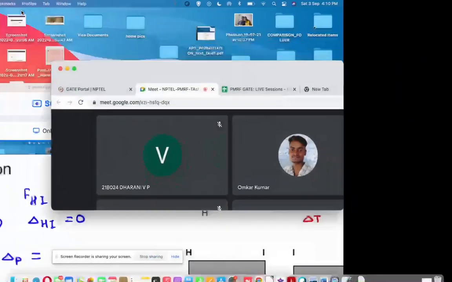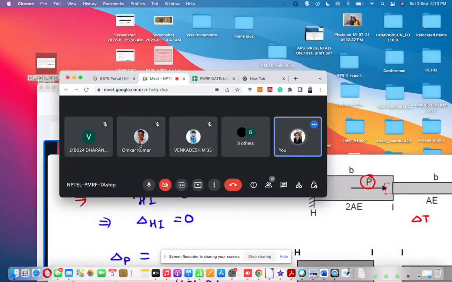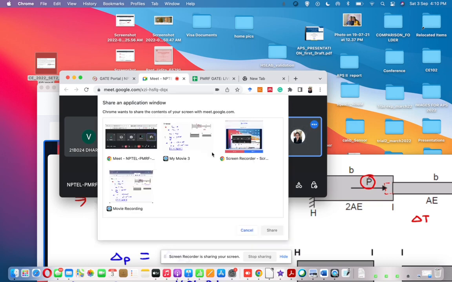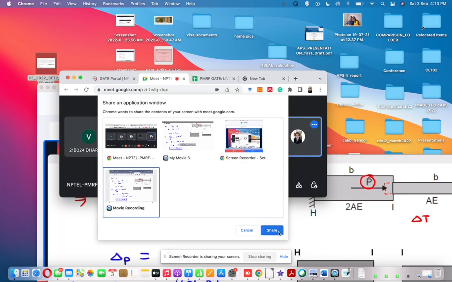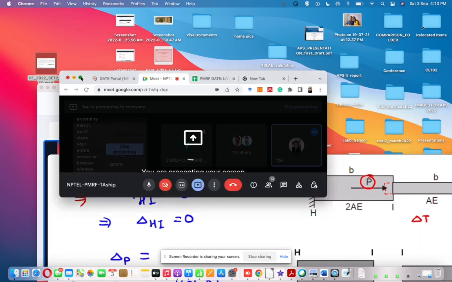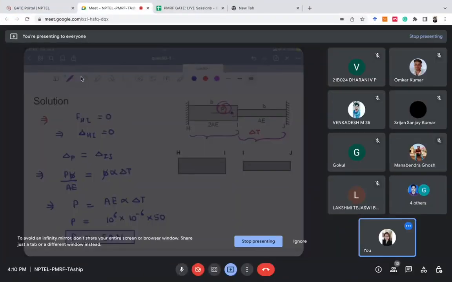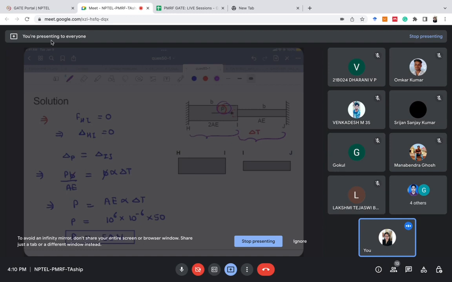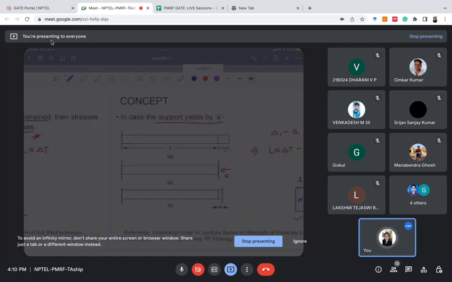Now I'll explain a little bit more, and after this we'll solve the practice problem. I hope my screen is visible. So what was given in this question, we'll quickly revise.